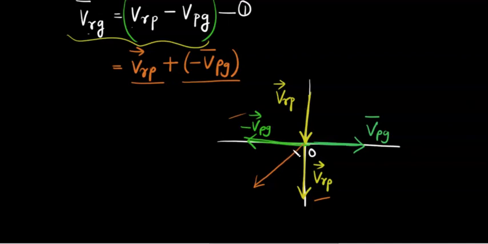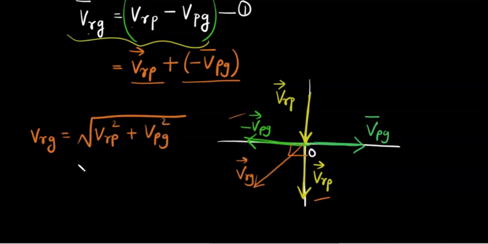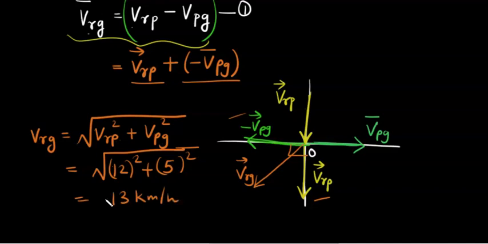Now to find the resultant of two vectors when they make an angle of 90 degrees with each other, you can directly use the Pythagoras theorem. So this is VRG, and the magnitude will be VRG equal to square root of VRP square plus VPG square. So what is the answer? Square root of 12 square, the rain's velocity with respect to person, plus 5 square, the velocity of person with ground. If you solve this, you will get 13 km per hour. This is the velocity of the rain with respect to ground. This is the magnitude, by the way.